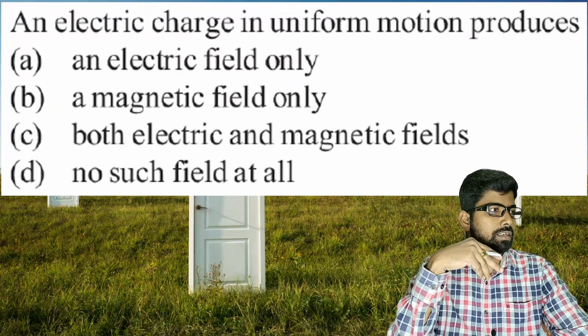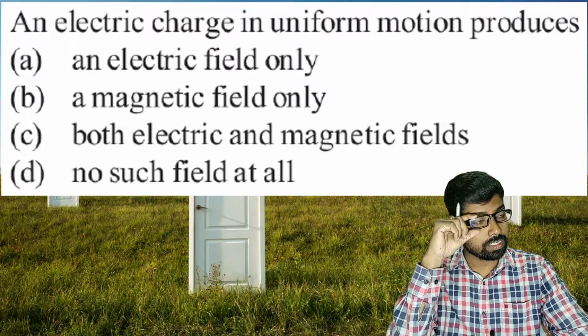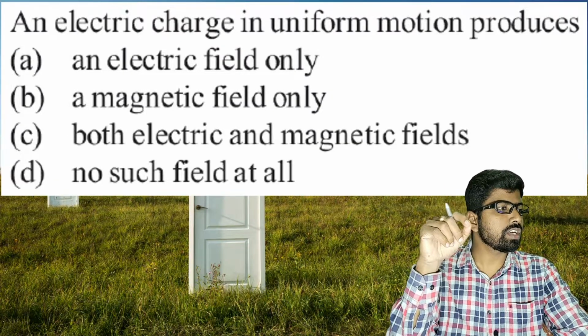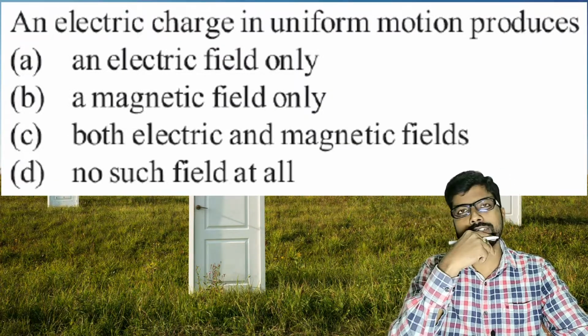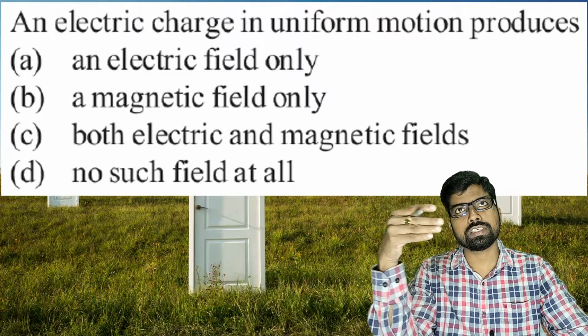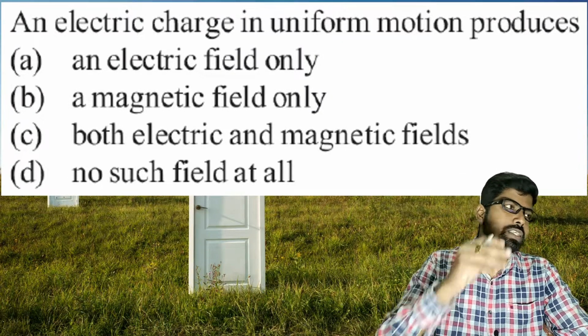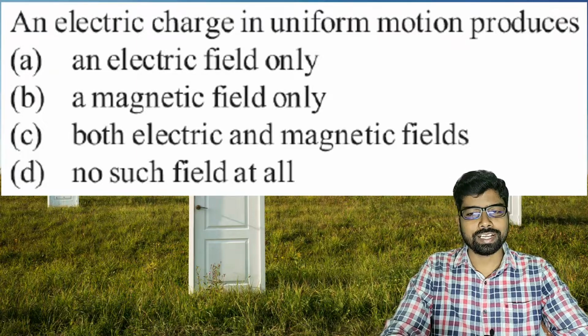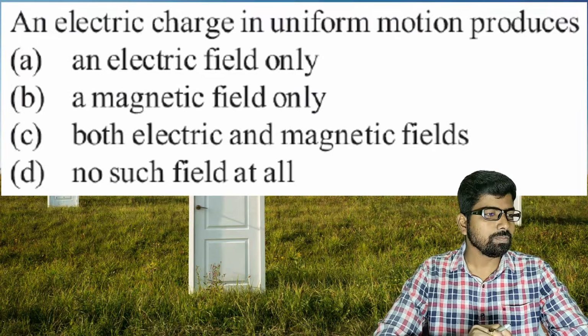An electric charge in uniform motion produces what? Electric charge in uniform motion produces what? Four options are there, and I am waiting for your answer.